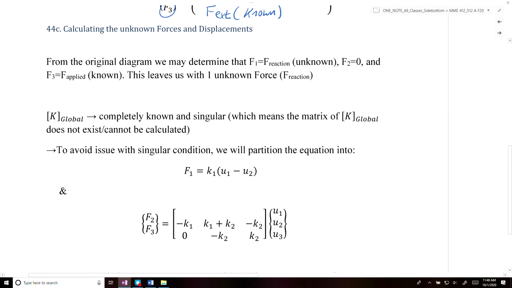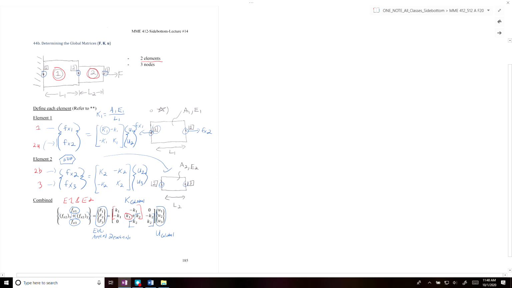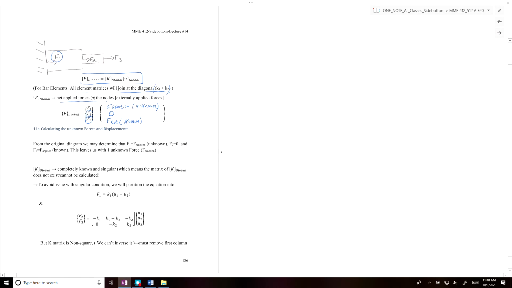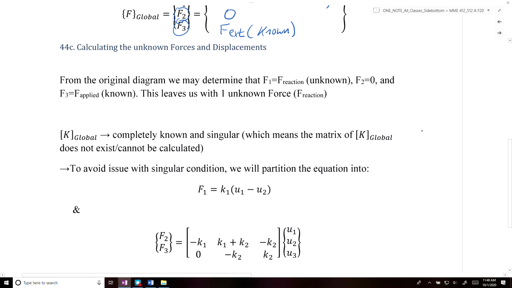So from the original diagram of our problem, where we had an externally applied force at node 3 and node 1 we know is fixed, we were able to determine that our externally applied force at F1 is our reaction force, which at this moment we don't know. F2 is equal to 0 because there's no externally applied force, and F3 is our applied force. So this leaves us with one unknown force, which is our reaction force.